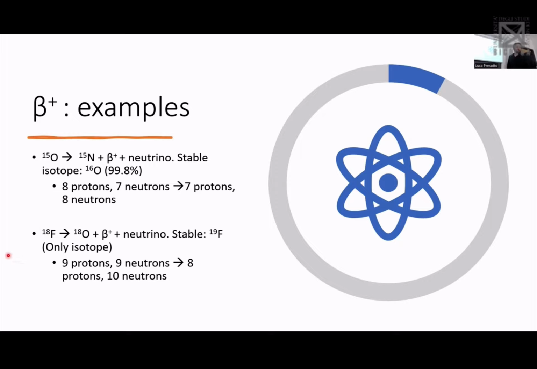Fluorine 18, which is the most used one in nuclear medicine, has 9 protons and 9 neutrons and is a bit unstable, and it decays into 8 protons and 10 neutrons.